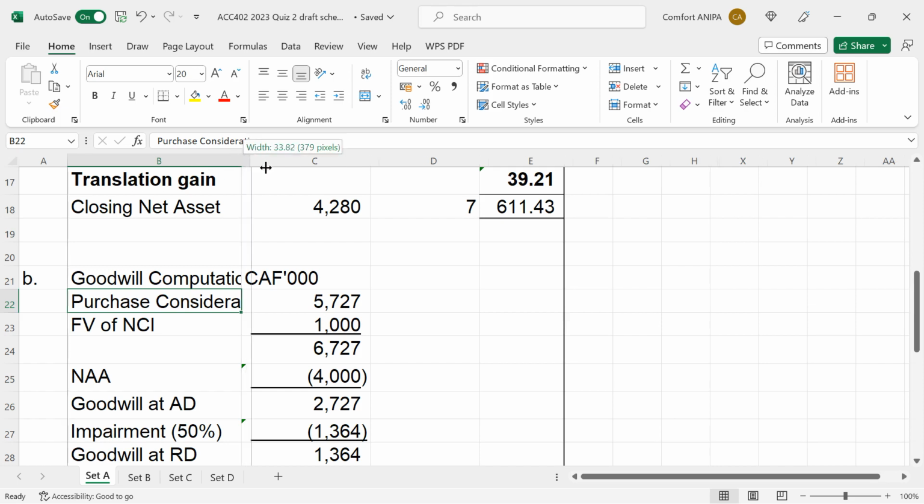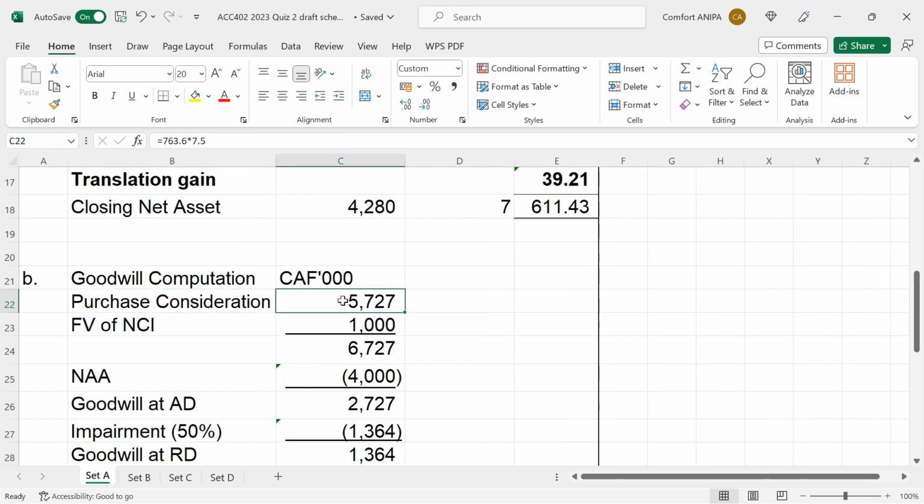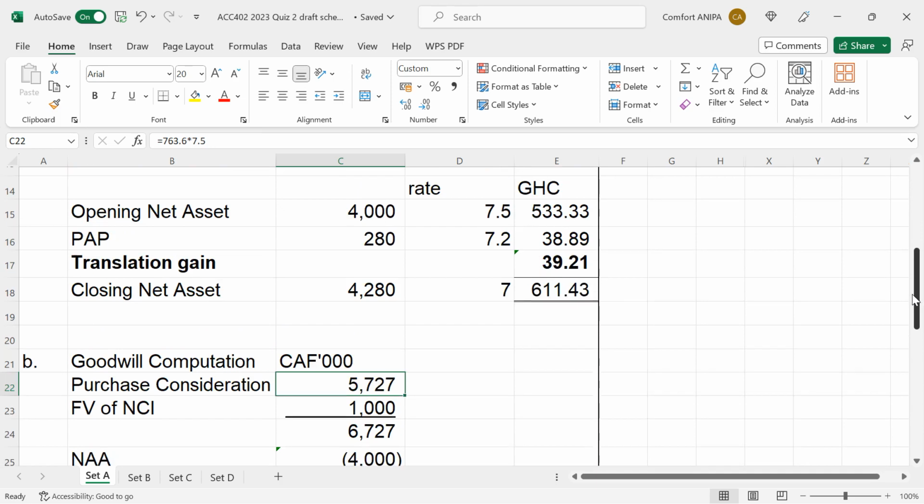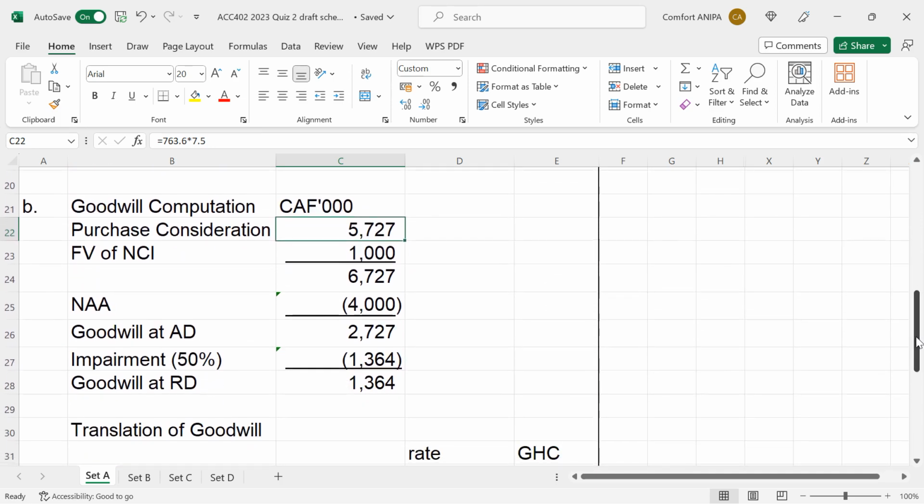And yet you must calculate the goodwill in the functional currency, guys, in the functional currency. So you start by translating the 763.6 into the functional currency of CAF, and you multiply by 0.75, the acquisition date rate. When did they acquire? 1st January. What was the rate on 1st January? 7.5. We are translating the cost of investment to CAF, the functional currency. And so that gives you 5.